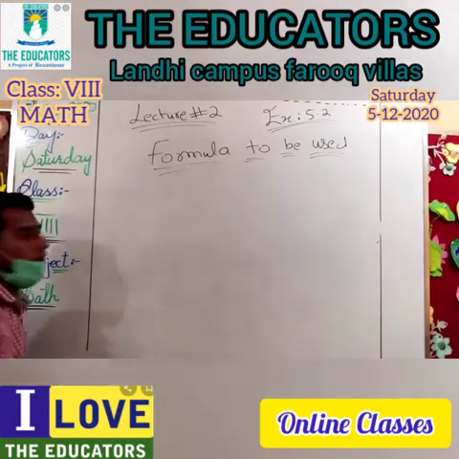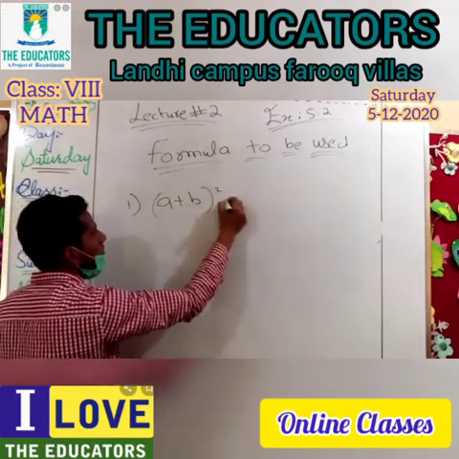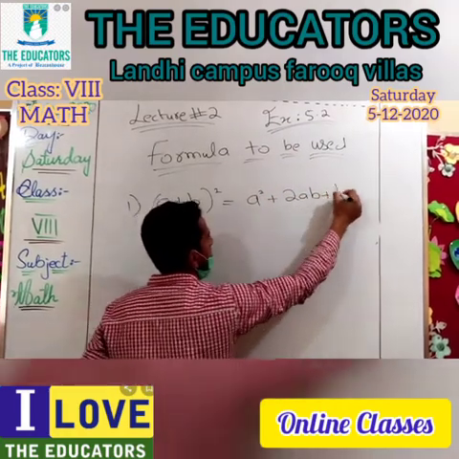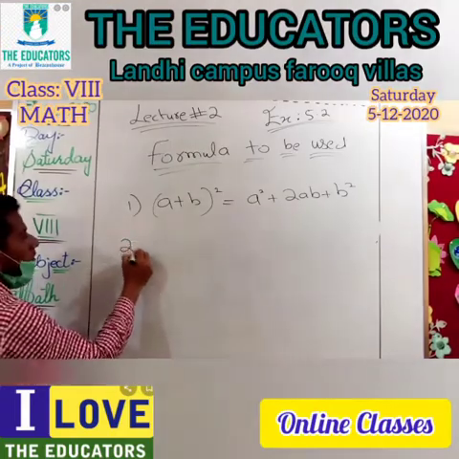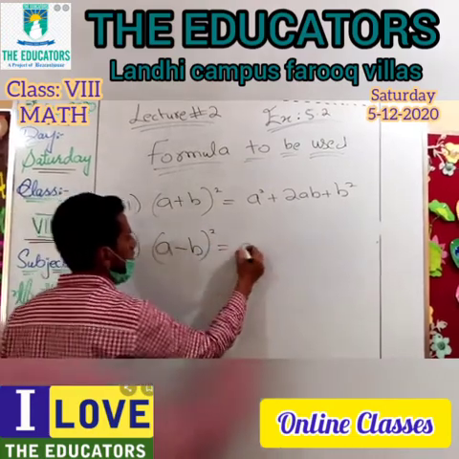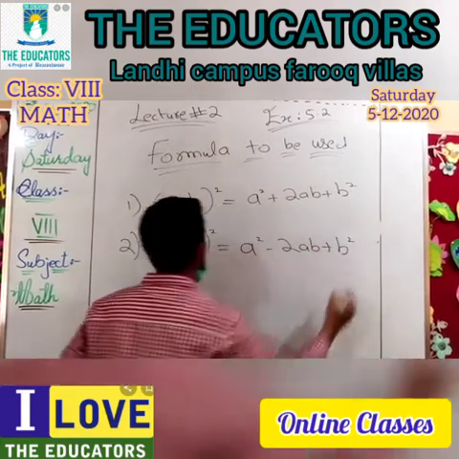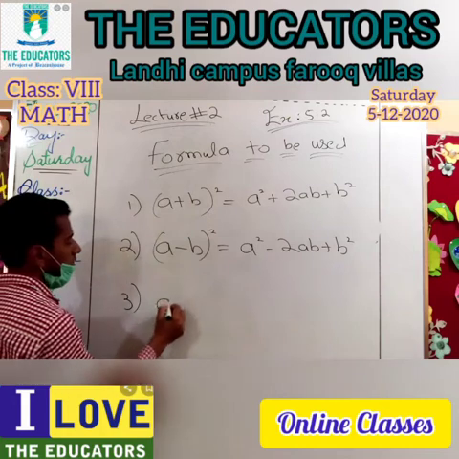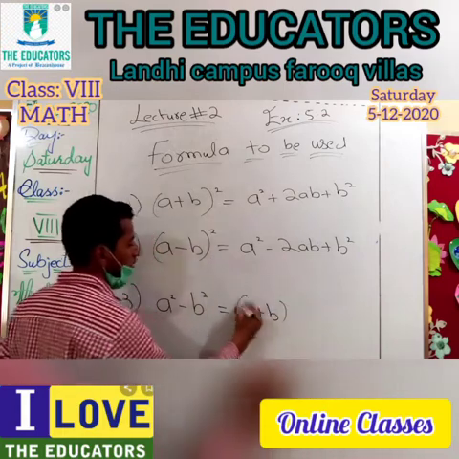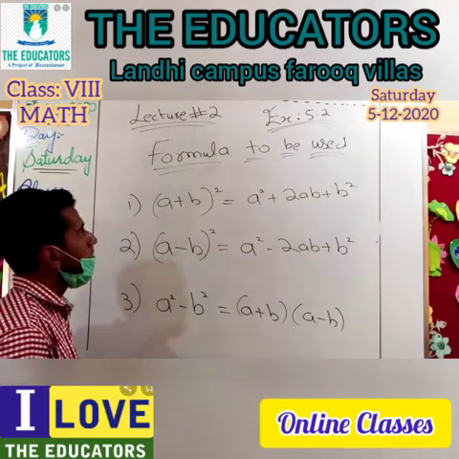Formula number 1 is a plus b to the whole square equals a square plus 2ab plus b square. Formula number 2 is a minus b to the whole square equals a square minus 2ab plus b square. And the third and last formula is a square minus b square equals a plus b into a minus b. So now we are going to use these three formulas in our exercise 5.2.